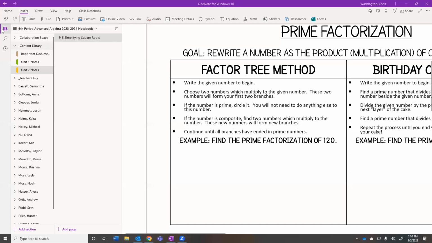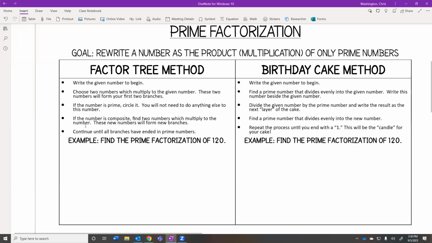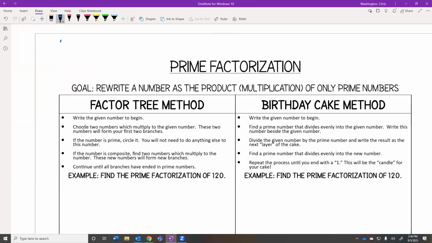All right. So in order to do what we're trying to do today, we're going to do some prime factorization first. But before we can do prime factorization, we might need a few definitions maybe. And that first definition is prime number. Right? What is a prime number?